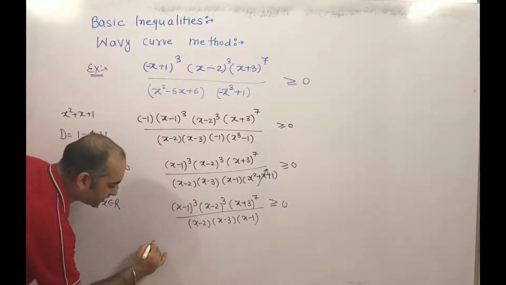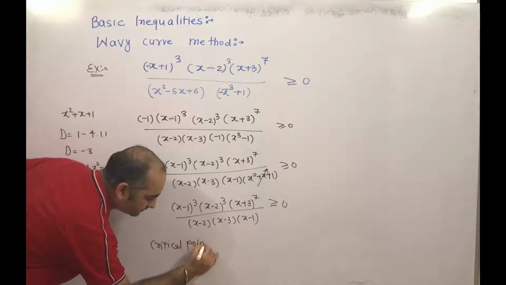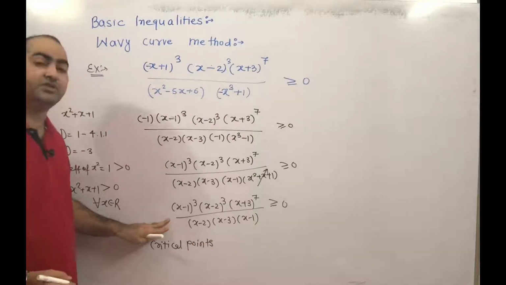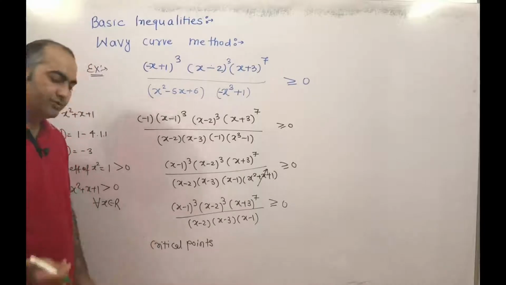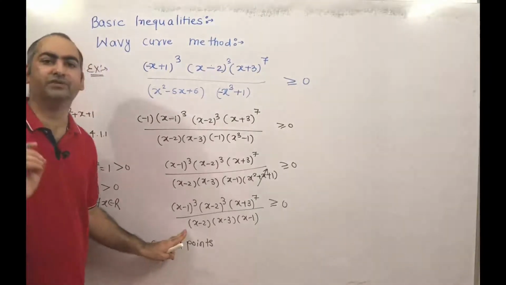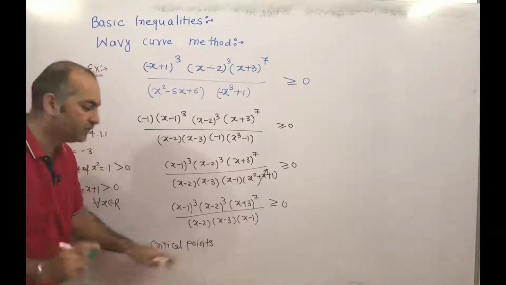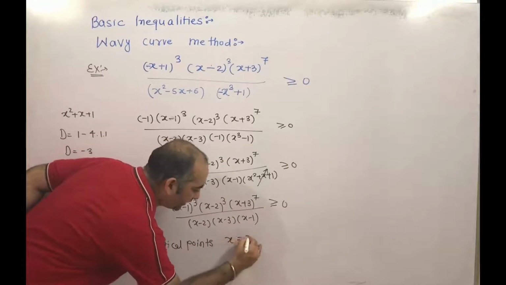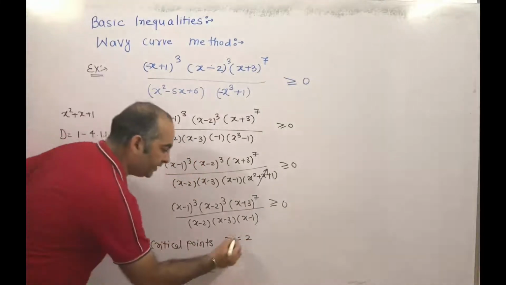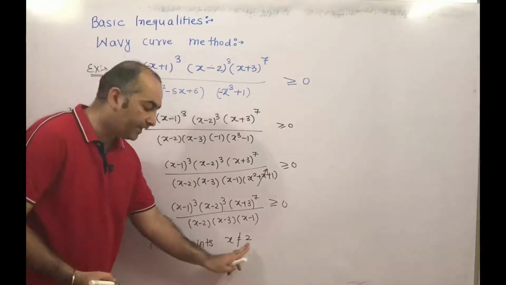So what are the critical points? See, where this expression becomes 0 or undefined. Okay. So first thing, for critical points you check the denominator. Denominator critical points first we have to check. See, x equal to 2, then denominator will become 0. So x equal to 2. Now here you check, x equal to 2, this will become undefined. So x should not be 2. So 2 is a critical point where x should not be 2.